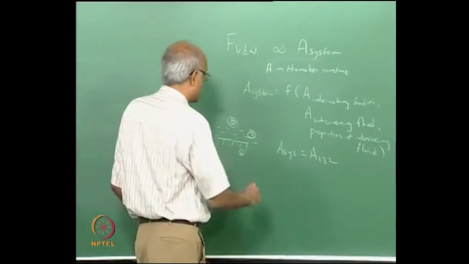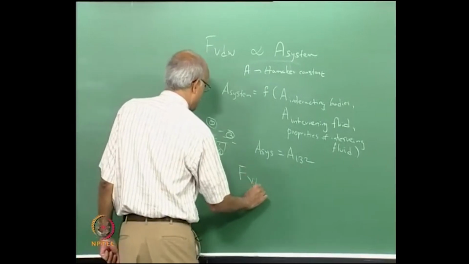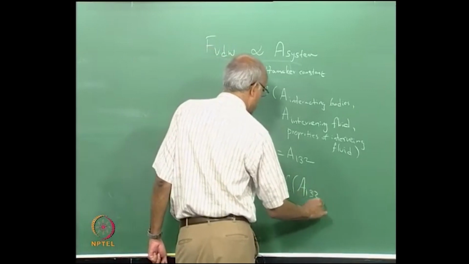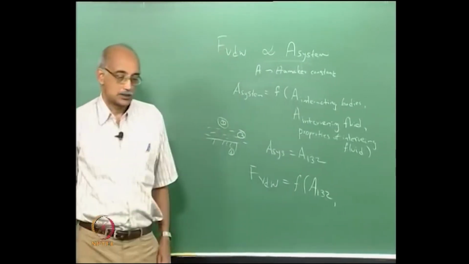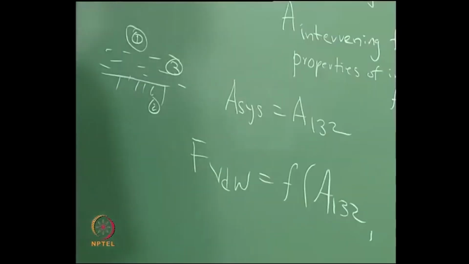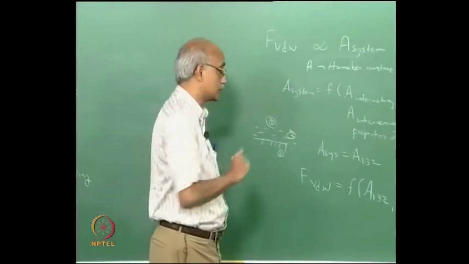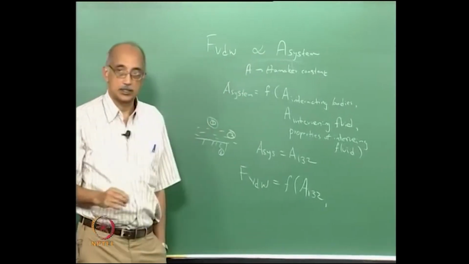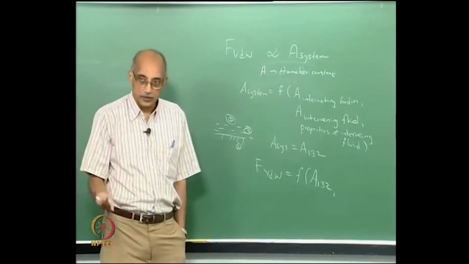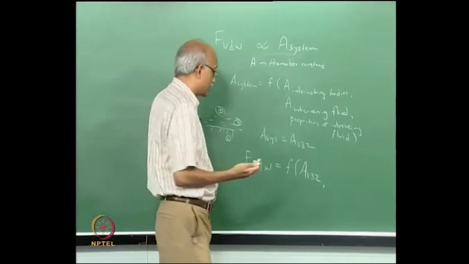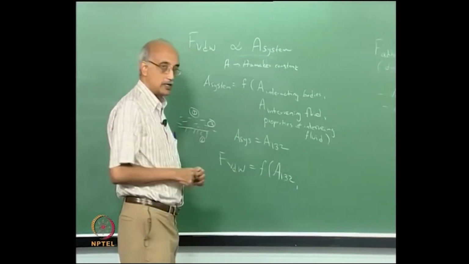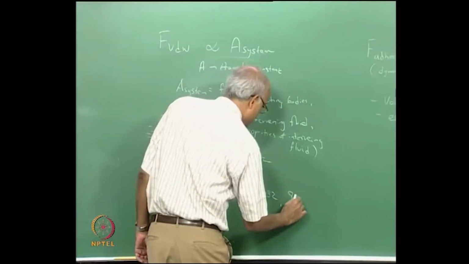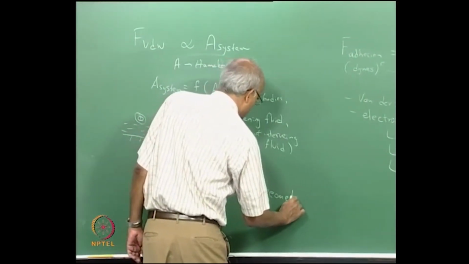The van der Waals force itself, F VdW, is a function of A132, but it's not only a function of the Hamaker constant. The Hamaker constant is one of the key parameters, and it's mostly a linear dependence. As the Hamaker constant increases, van der Waals force will also increase, but there are other parameters that also dictate the van der Waals forces. For example, the geometries of the bodies.